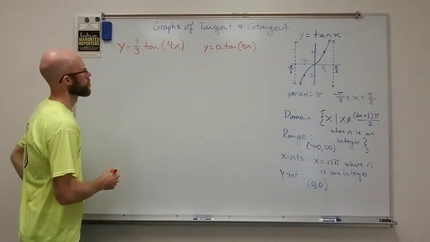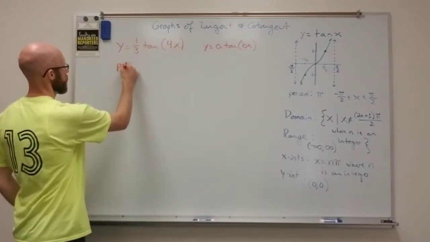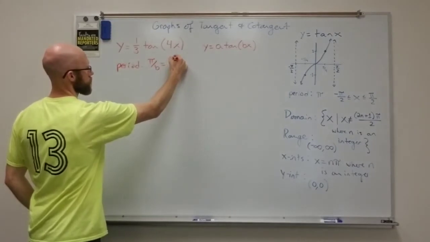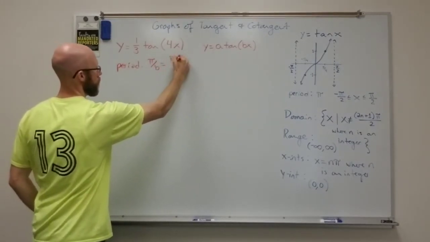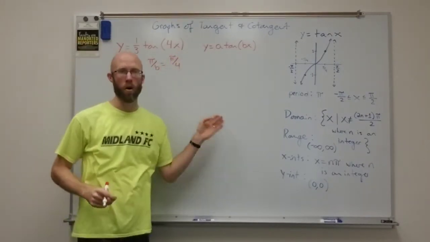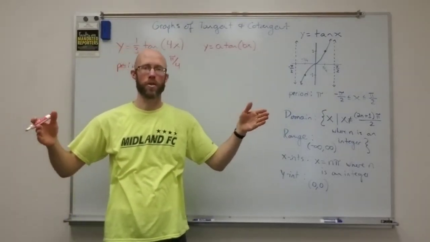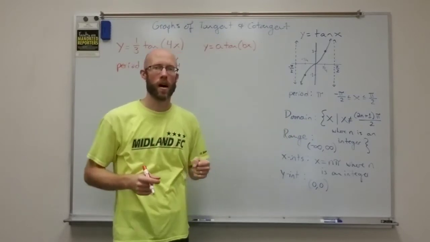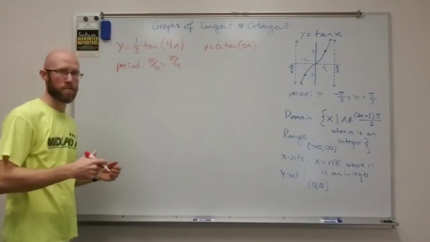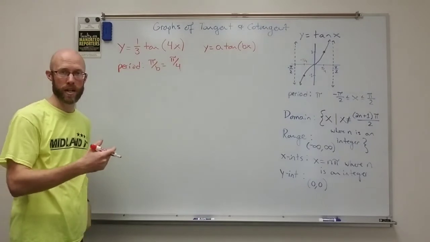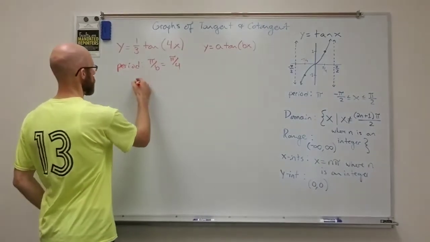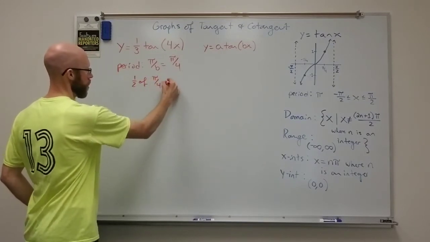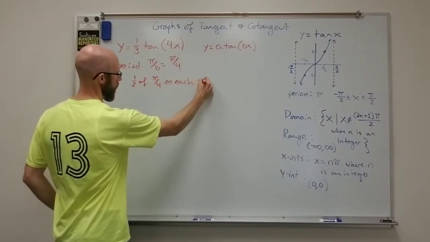Okay, so the period, again, is going to be pi over b, which in our case is pi over 4. So that's the whole length of the period, pi over 4. Now if you consider taking half of that to the left and half of that to the right of the y-axis, you would have a pi over 8 on each half, or on each side, okay? So take half of pi over 4 on each side.